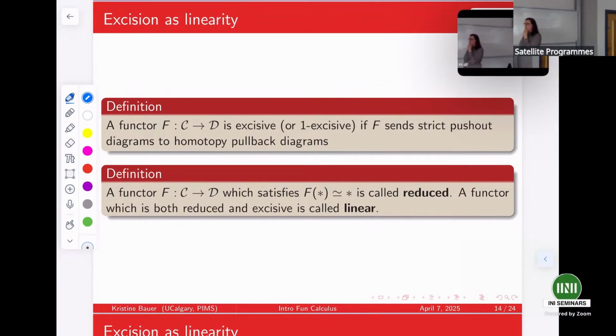What did I do wrong? Oh, okay. I'm just a little bit wondering why you say strict pushout to homotopy pullback. Yeah, so I have a choice and I could have said just homotopy pushouts to homotopy pullbacks. But I'm going to always arrange to have a strict pushout in this talk. That's all. Okay, so it's another choice, but you're right. I don't have to do it that way.